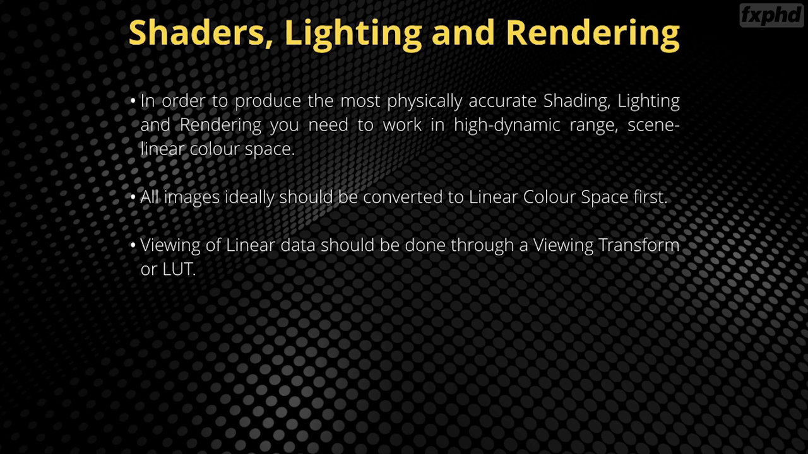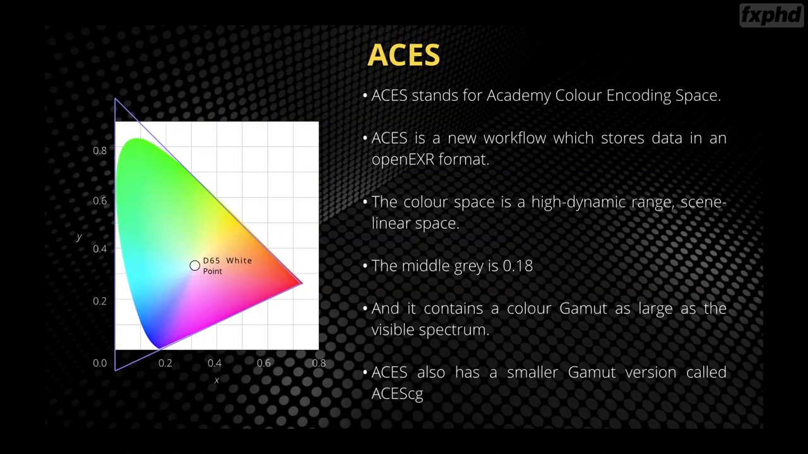Now, before we move away from our presentation and we get into Maya and actually look at how we work with our linear color pipeline inside of Maya, a couple of additional things are worth just mentioning. Firstly, ACES. ACES stands for the Academy Color Encoding Space, and it's obviously created by the Academy of Motion Picture Arts and Sciences. And ACES is a new workflow which stores the data firstly in an OpenEXR format. The color space that it uses is high dynamic range scene referred linear space. It has a mid-grey point of 0.18 or 18%, which is exactly what we want.